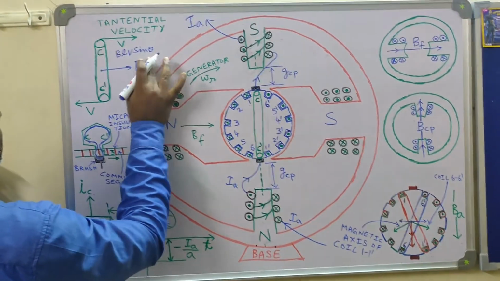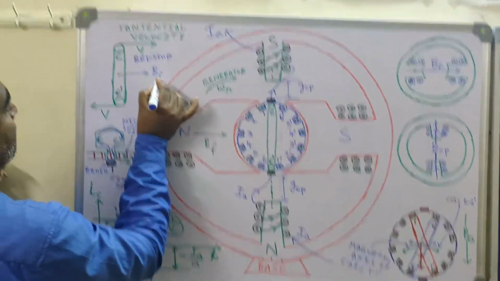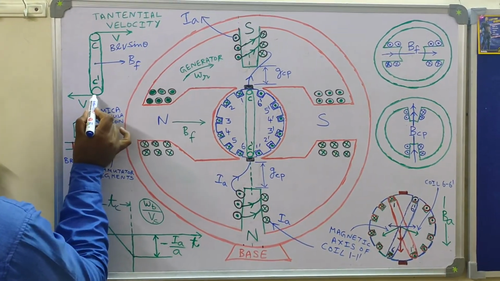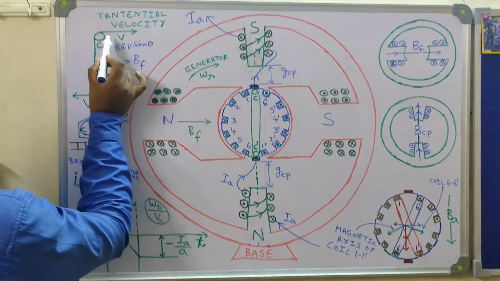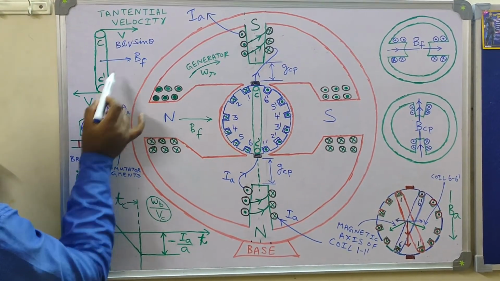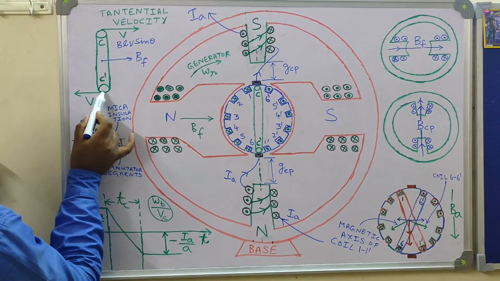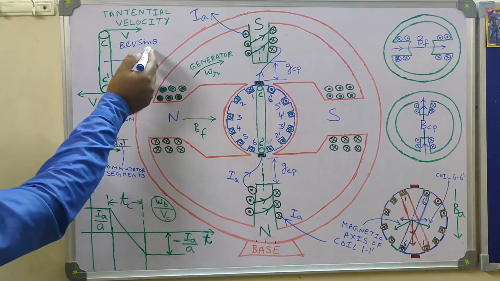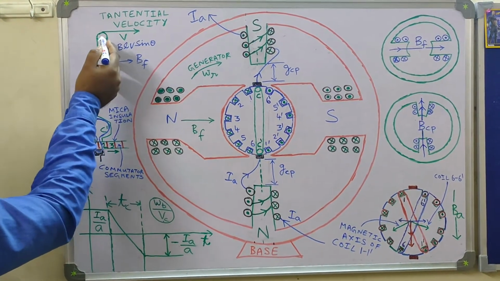So the angle between BF and V is 0 degrees for this conductor and it is 180 degrees for this conductor. It is 0 degrees for this conductor, angle between V and BF, and it is 180 degrees for this conductor, angle between BF and V. So if you put theta as 0, the induced EMF is 0.